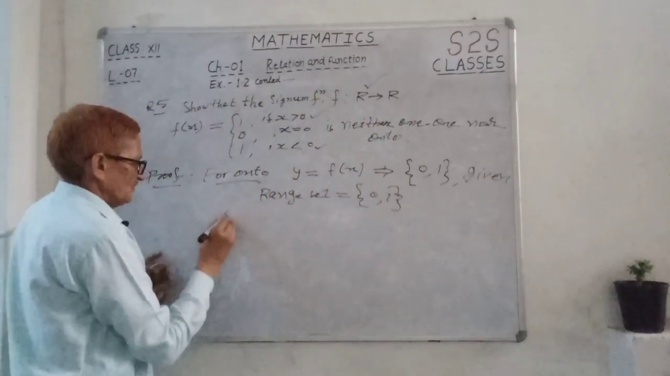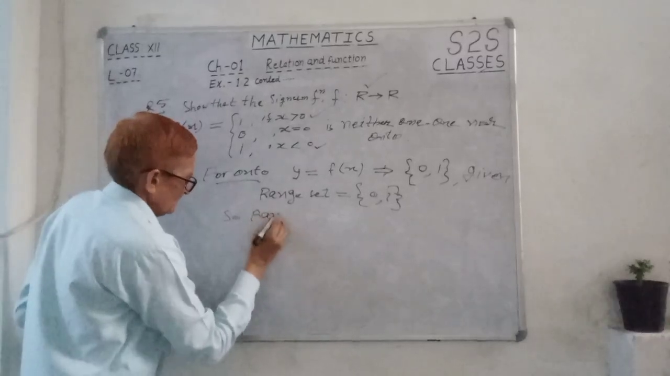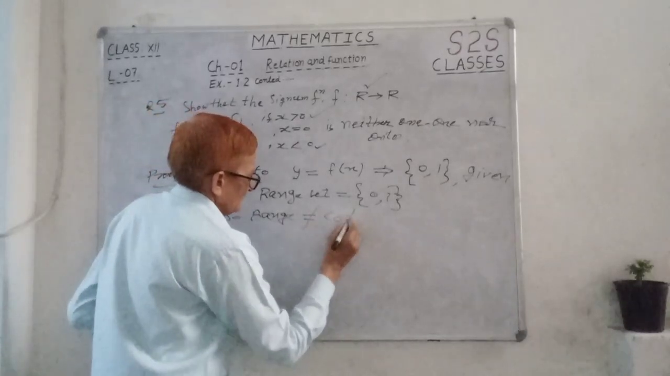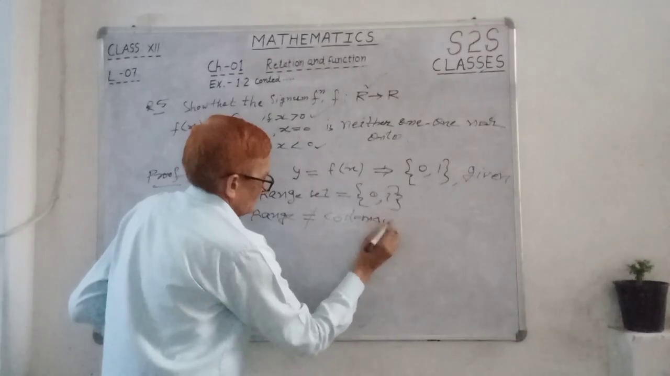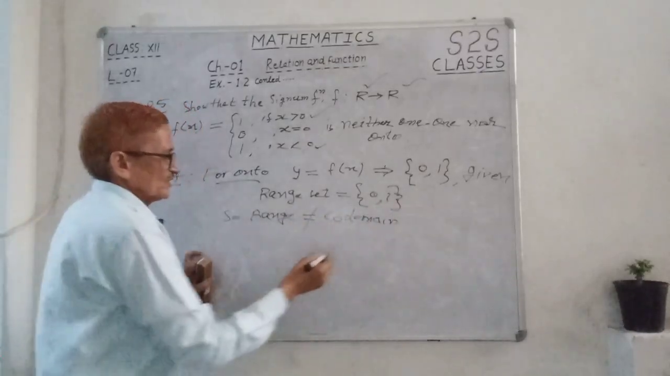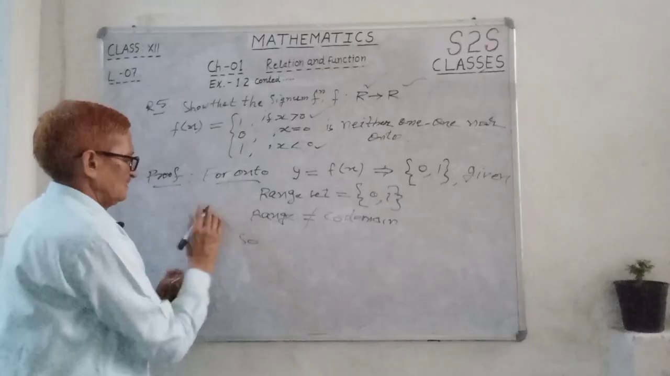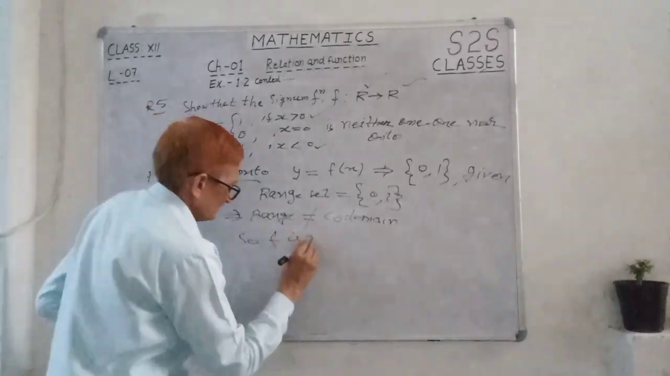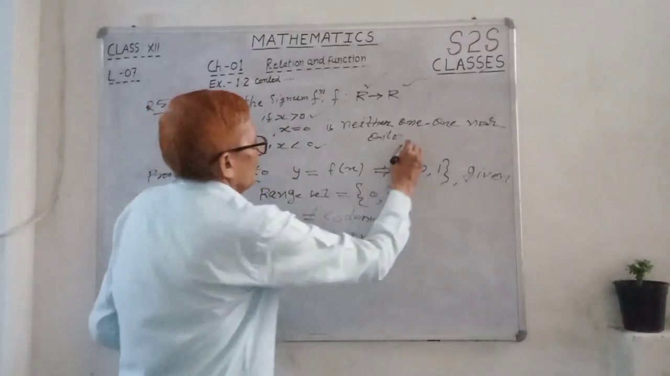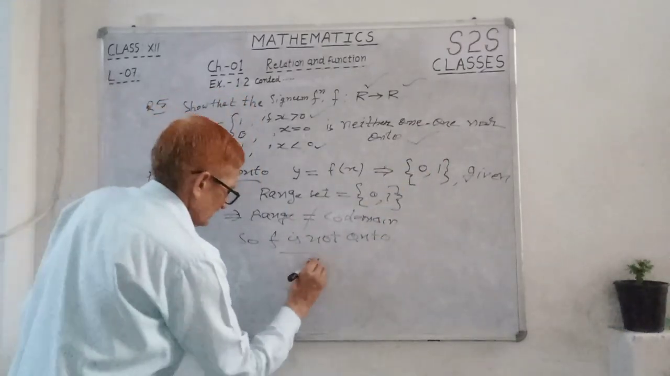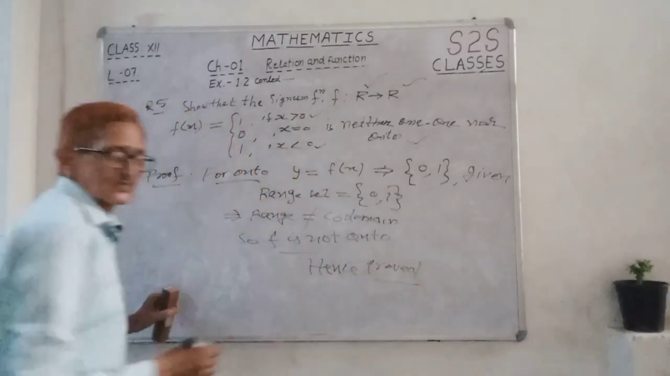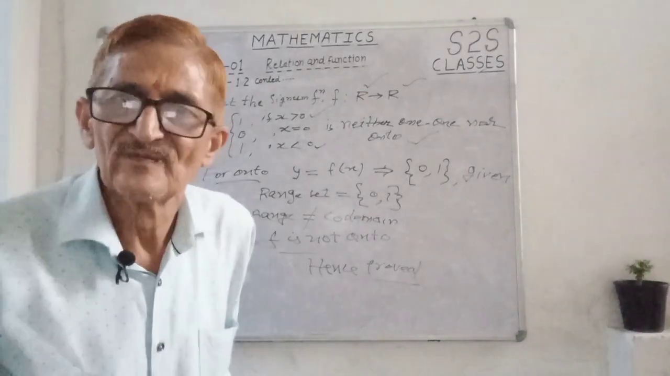This is given. So the range is not equal to the codomain. The codomain set is the real number set, but the range is not equal to the codomain. So f is not onto. Done. So f is neither one-one nor onto. Hence proved. Okay. Now next. Clear? Yes.